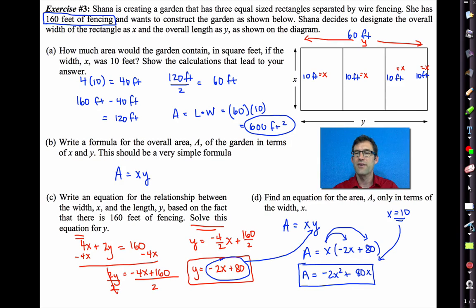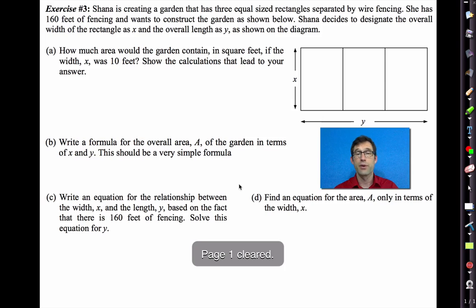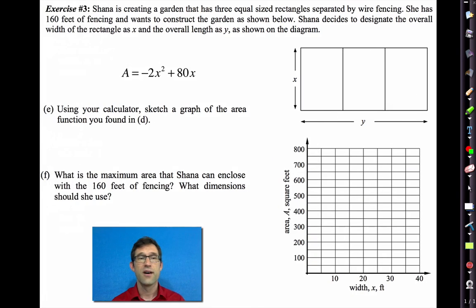Okay, I'm going to clear out the text. Hopefully I'm bringing some of this stuff over to the next page because we're not done. All right. Now, letter E says, using your calculator, sketch a graph of the area function you found in letter D. And just like what we did before, normally I would open up the TI-84 Plus at this point and we would sketch the entire thing out. What I'm going to do is ask you to forgive me on that, and I'm just going to plot it out a little by little.